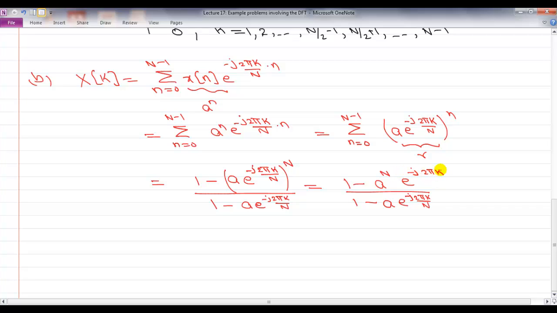Now this again, it's e to the minus j an even multiple of pi, so that is equal to 1. So I get 1 minus a to the N over 1 minus a e to the minus j 2 pi k over N for k from 0, 1 up to N minus 1. So this is a case where you are never doing the 0 by 0 division, and here I don't have to be careful about any special indices k. Okay. So that's about it for this part.